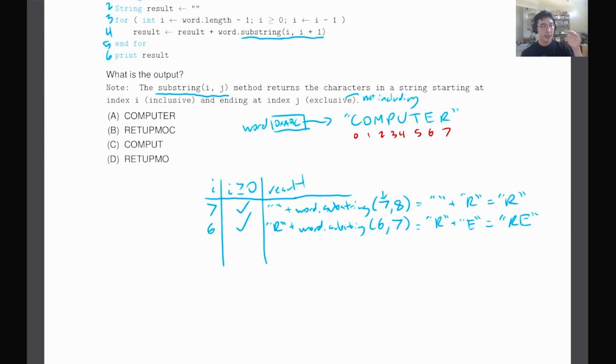I'm done with line 4 now. I go to line 5. I loop back up. I go to the change, which is i minus 1. So i is now 5. I go to the condition. I check is i greater or equal to 0. That's true. So now I go to line 4 because the condition is true, which is inside the for loop. And do result is result, which is RE, plus word.substring(5, 6), index i and i plus 1. So that is RE plus T, which is RET.